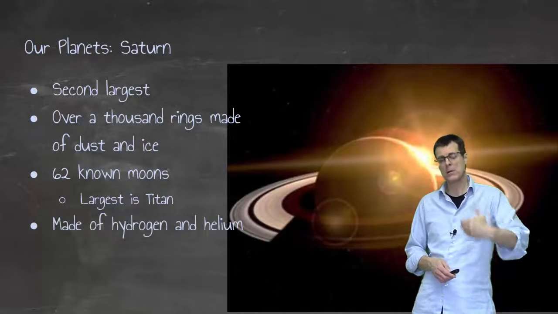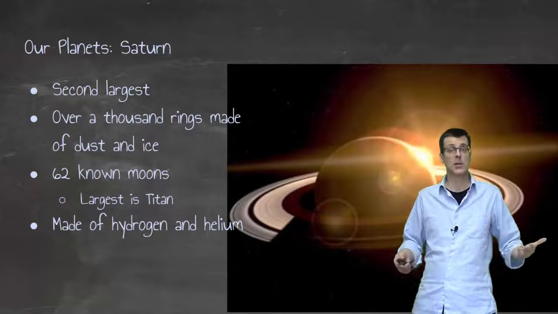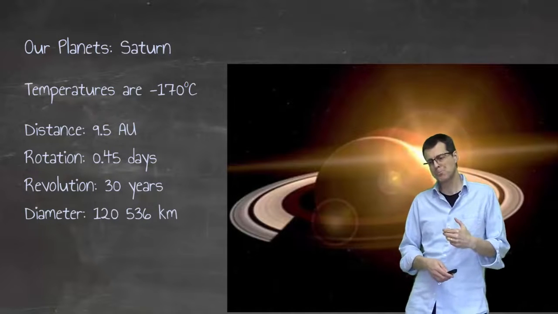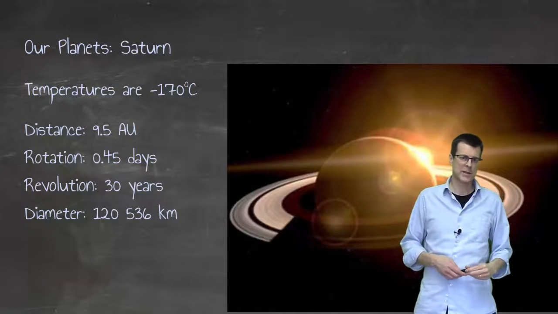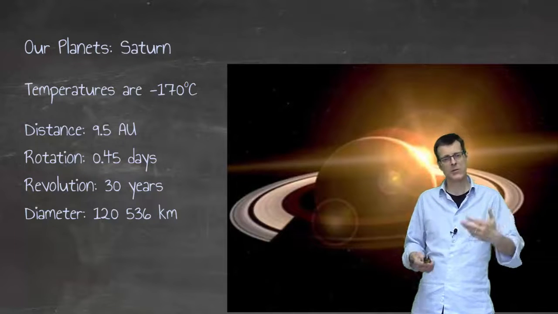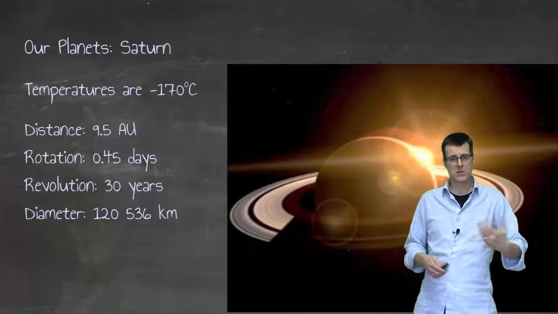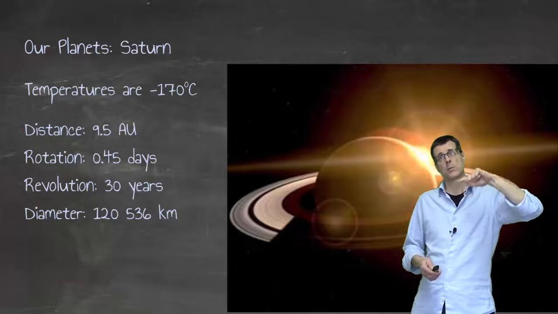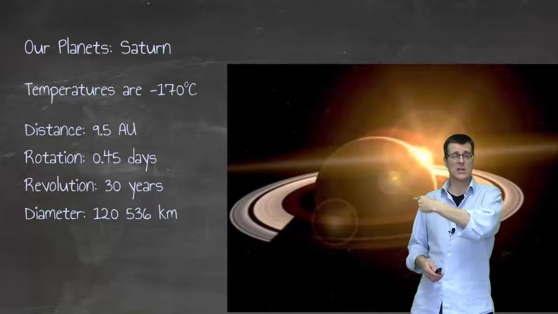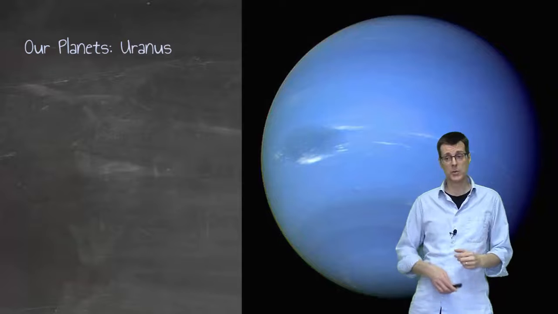And it also is made of hydrogen and helium, like Jupiter, and kind of like the other gas giants. They're big, they're made of gas. Temperatures are really, really cold. And then you got the distance, rotation, revolution, and the diameter. So revolution, a trip around the sun, is 30 years, but the rotation is about half a day. So from our sunrise to sunrise, one day, you'd have that a little more than twice on Saturn. So that's a pretty quick-moving planet.